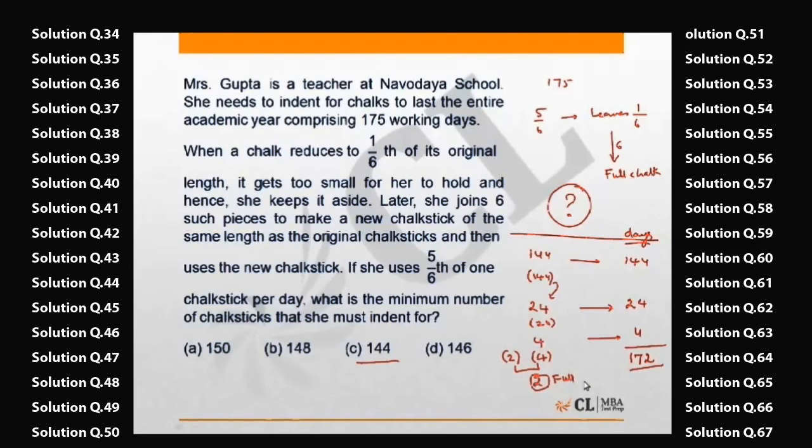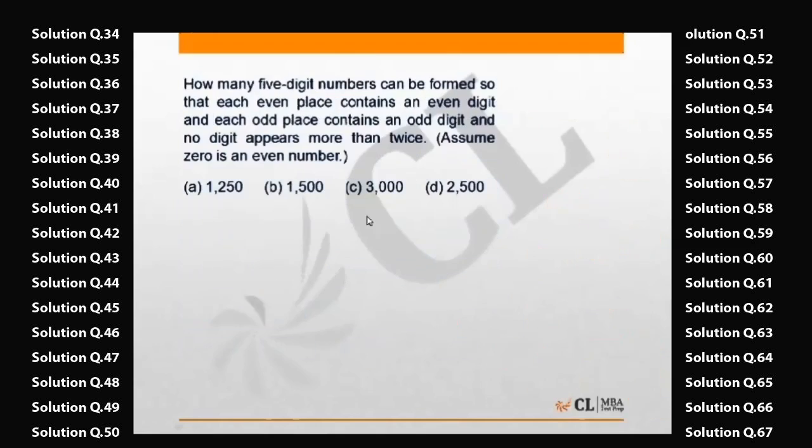So had she ordered 2 full chalks, she would have used them for 2 more days, and the 2 small pieces she would have got joined with the previous 4 chalks would have made 1 full chalk, which she would have used for 1 more day, and hence she would have used chalks for 175 days. But at the end of it, only 1/6 of the chalk is left. Hence the minimum number of chalks that she has to order is 146.